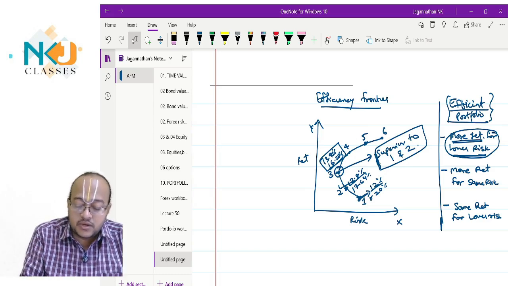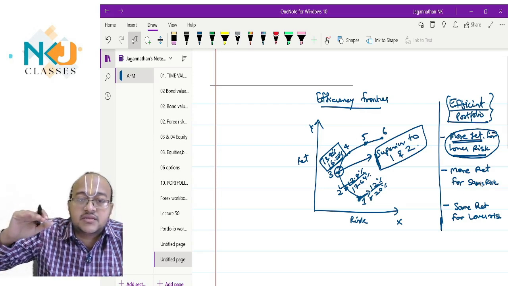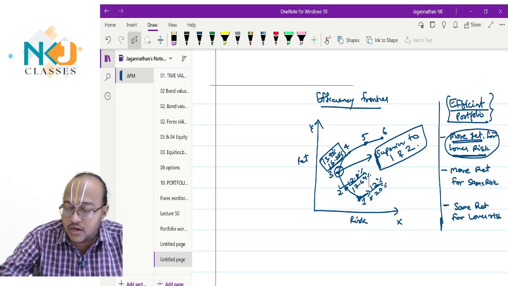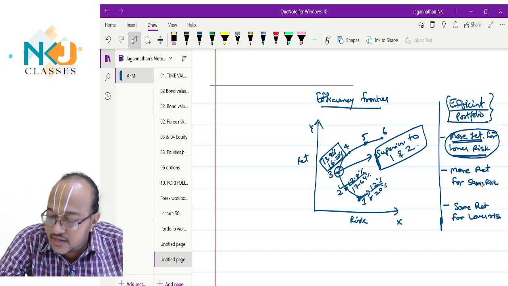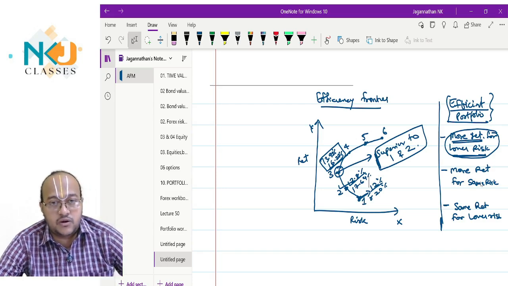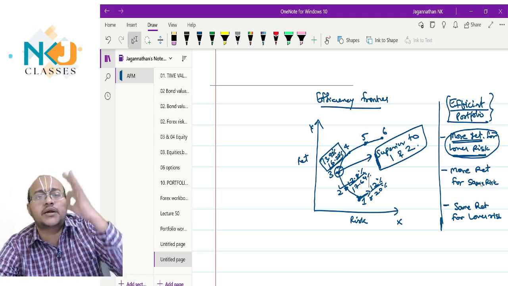See, not only this, if any security or portfolio gives more return for the same risk, then also it will become inferior. We are going to solve the next question, number 9, anyway. But before that I am trying to understand what it actually is. See here, 1 and 2 are inferior, outright rejection.